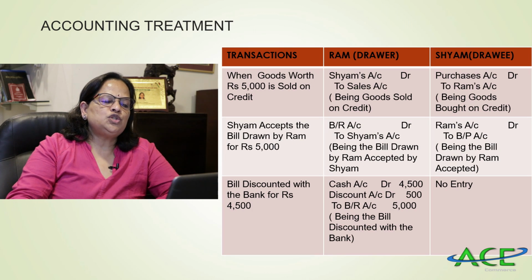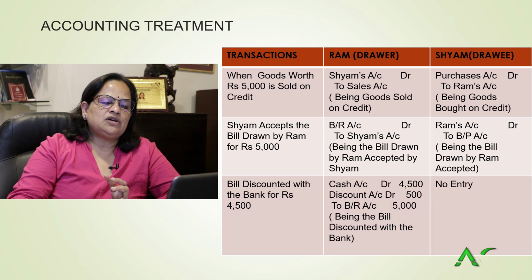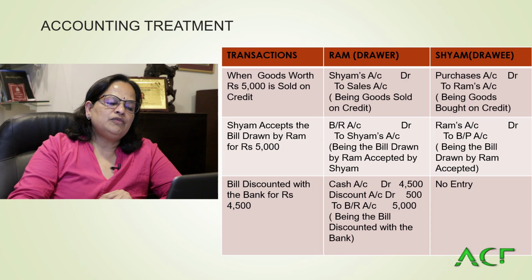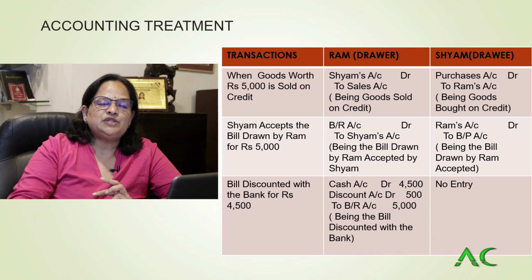So first, when goods worth rupees 5,000 are sold on credit, Shyam's account debit to sales account. That is the credit sales, being goods sold on credit. In the books of Shyam, purchases account debit to Ram's account, being goods bought on credit. For Shyam it is purchases, for Ram it's credit sales. Shyam accepts the bill drawn by Ram for rupees 5,000. So bills receivable account debit to Shyam's account, being the bill drawn by Ram accepted by Shyam. For Ram it's bills receivable. For Shyam it is bills payable.